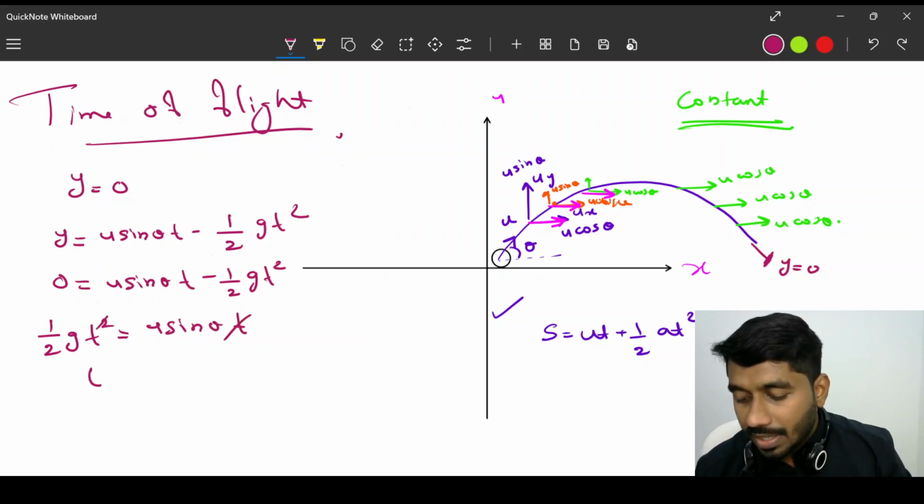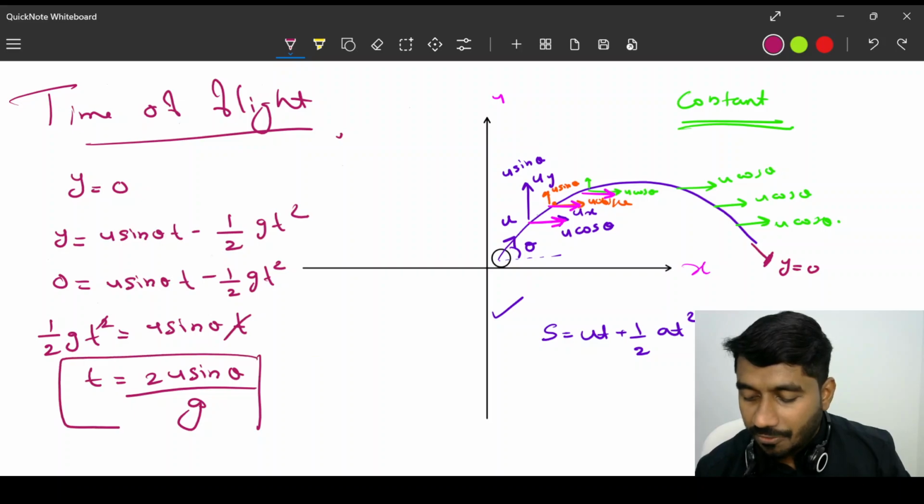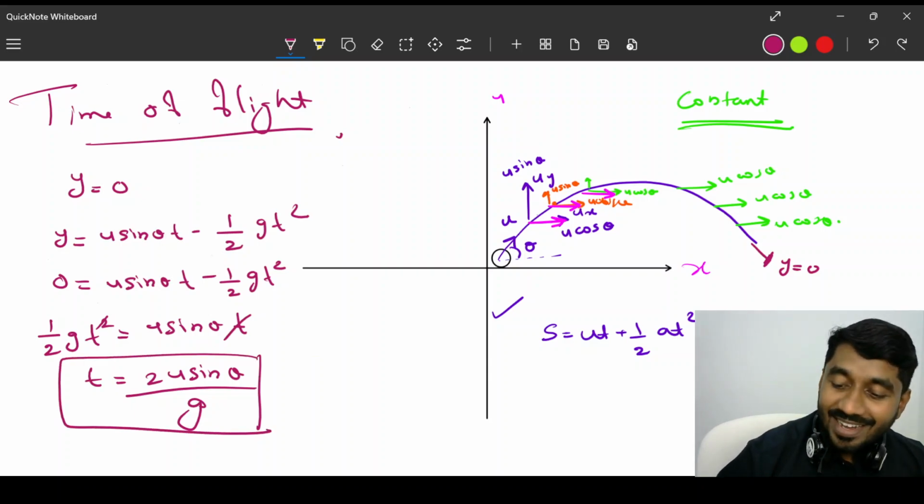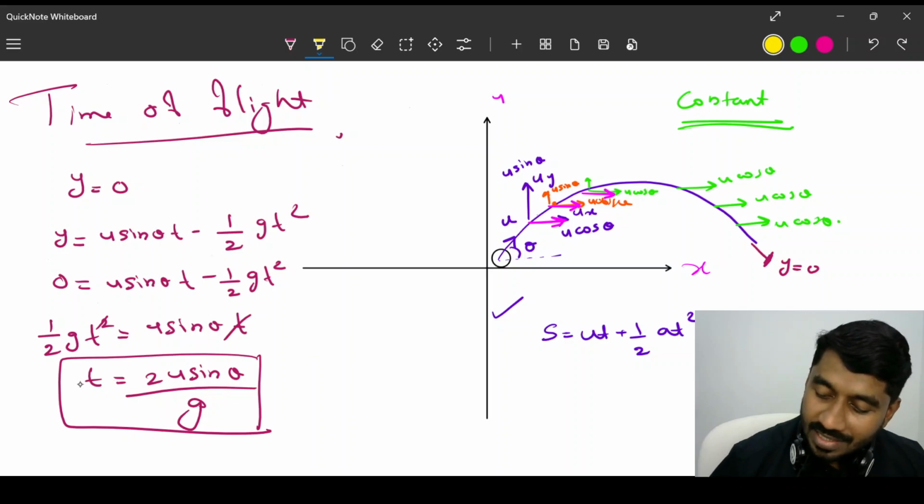Cancel one t from there. What is t from this one? 2u sin theta by g. Yes, the first equation we found. What is this? The time of flight of a projectile motion.